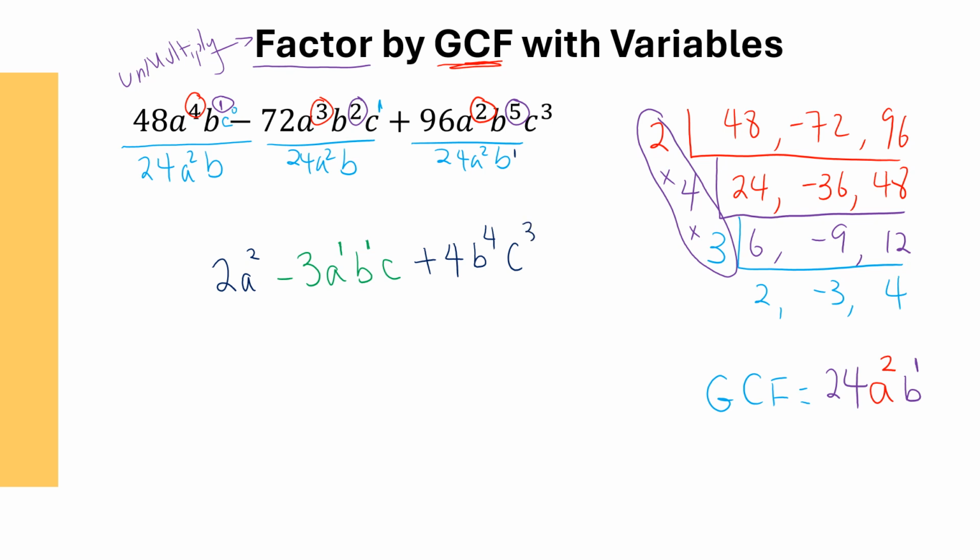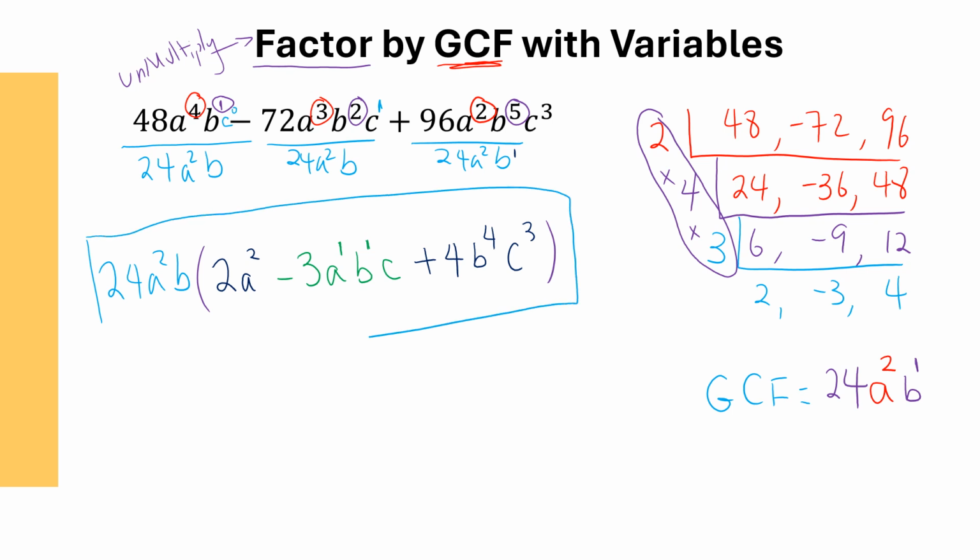And the last two steps for factoring by GCF is put parentheses around your answer and put the GCF in front, which is 24a squared b. And one way to check your answer is simply distribute your GCF to each term inside the parentheses, and you will see that it's the same thing as your original problem.